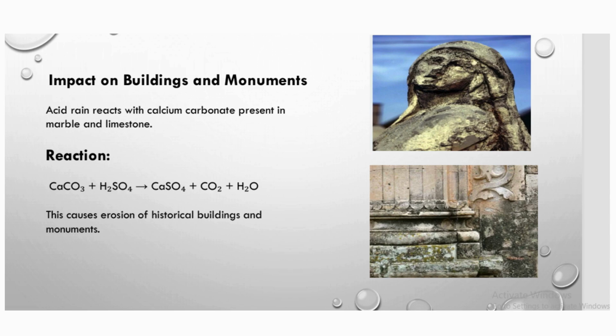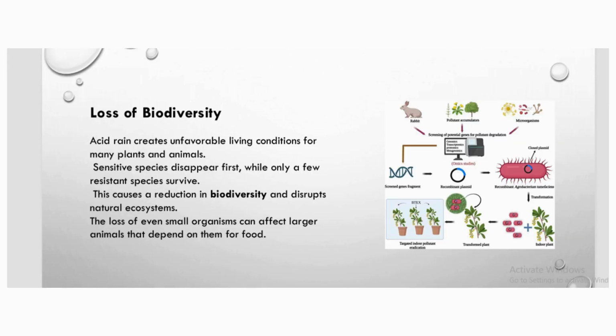There is also the impact on buildings and monuments. Acid rain reacts with the calcium carbonate present in marble and limestone. This causes the erosion of historical buildings and monuments. There is the loss of biodiversity, as acid rain creates unfavorable living conditions for many plants and animals. Sensitive species disappear first, while only a few resistant species survive. This causes a reduction in biodiversity and disrupts the natural ecosystem. The loss of even small organisms can affect the large animals that depend on them for food.